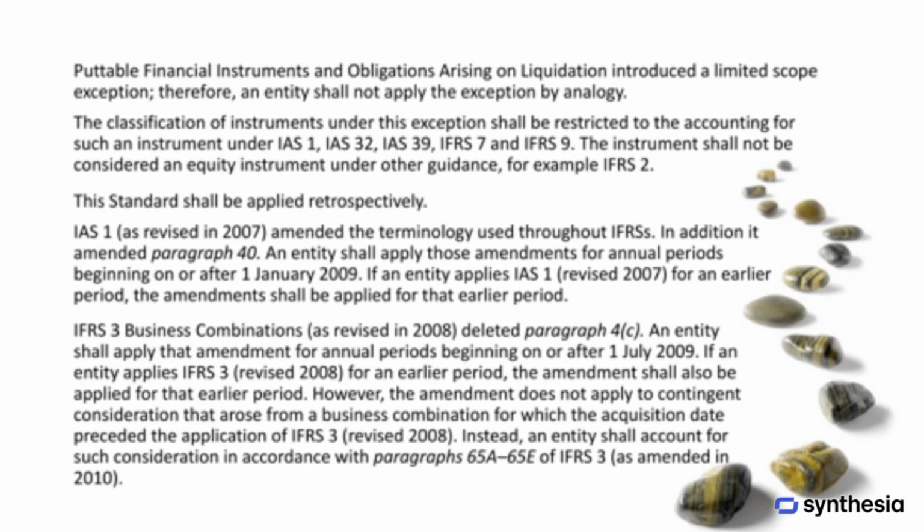IFRS 3, Business Combinations, as revised in 2008, deleted paragraph 4C. Entities are required to apply this amendment for annual periods beginning on or after July 1st, 2009. If an entity applies IFRS 3, revised 2008, for an earlier period, the amendment must also be applied for that period. However, this amendment does not apply to contingent consideration arising from a business combination where the acquisition date preceded the application of IFRS 3, revised 2008. In such cases, the entity accounts for the consideration in accordance with paragraphs 65A to 65E of IFRS 3, as amended in 2010.